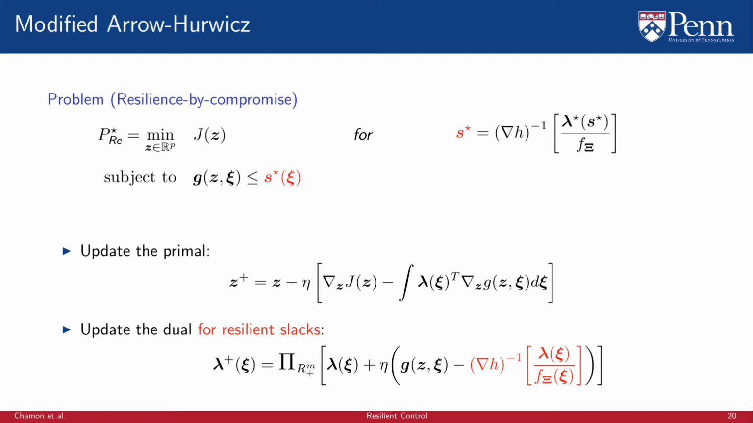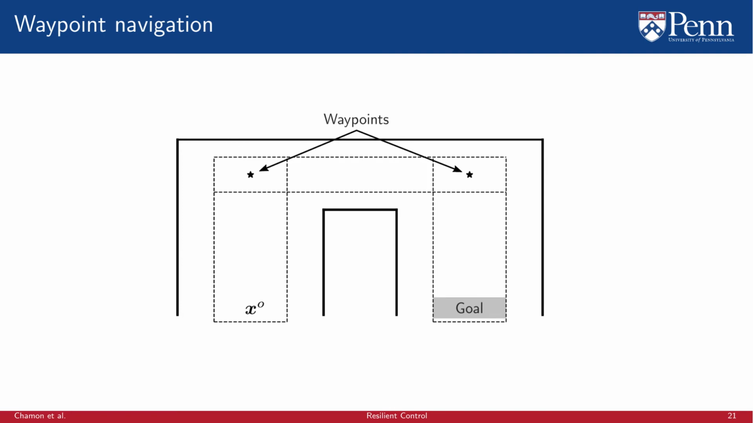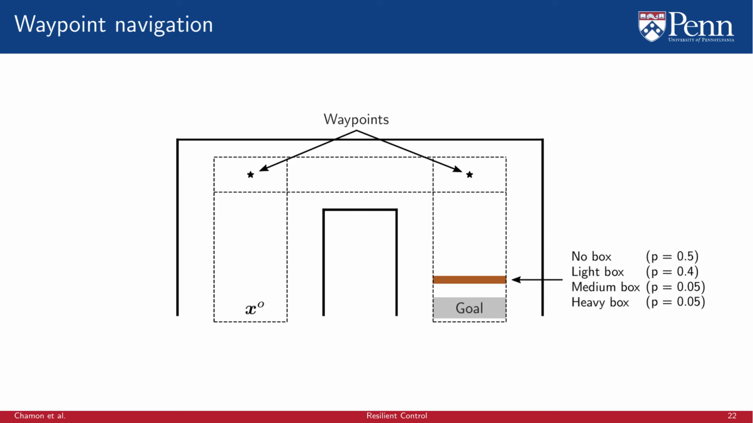Okay, now that we know how to design resilient controllers, let's get to that drone application I promised. Our problem here is going to be to plan the actions of a drone to navigate around a corridor through given waypoints while remaining within a safe distance of the walls. At the end of the corridor, the drone may find a box standing between it and its destination. We have no idea beforehand if the box is there, and if it is a light, a medium, or a heavy one.